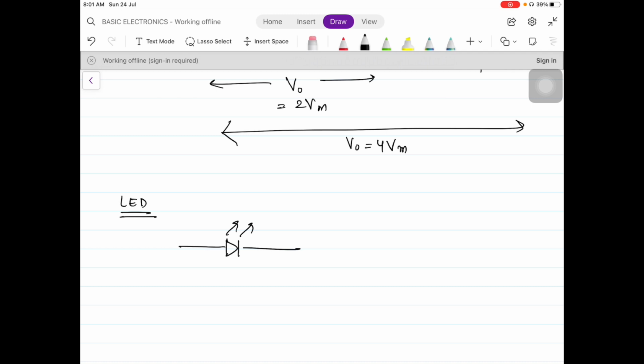So in the case of LED, it is made up of such type of semiconductor materials that whenever recombination takes place, energy is released in the form of light. So it is not made up of silicon or germanium. In fact, the most popular material from which the LED is made up of is gallium arsenide phosphide. And in this particular material, whenever recombination takes place, energy is released in the form of light.